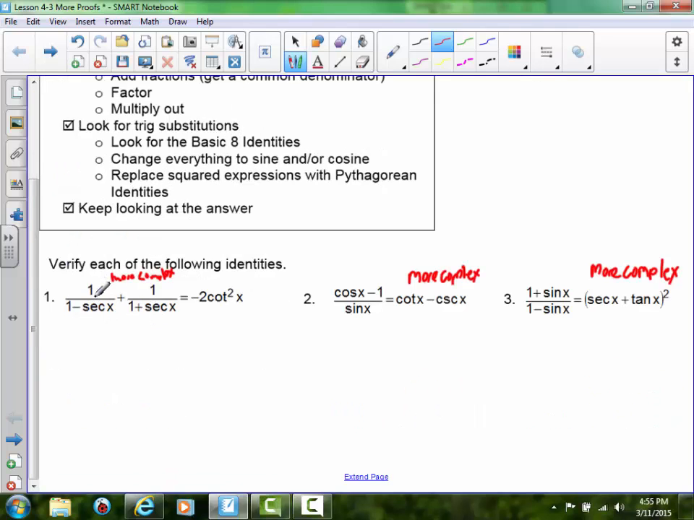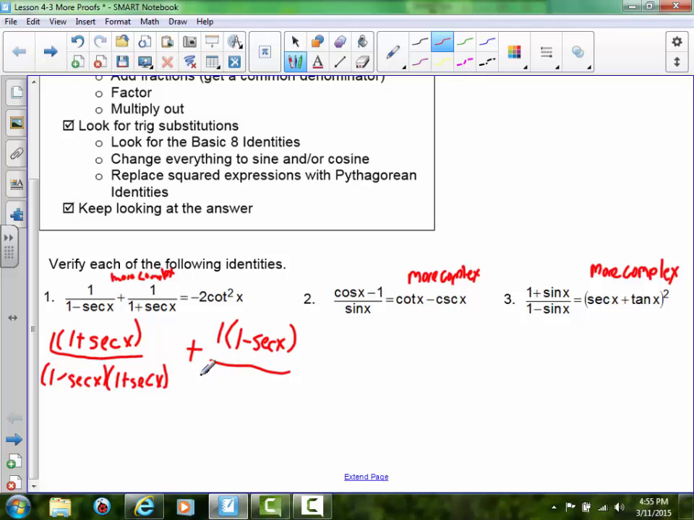Okay, so in looking at this, I said they're fractions. They have to have common denominators. So we're going to multiply 1 times 1 plus secant x. All right, and we're going to multiply 1 minus secant x times 1 plus secant x. And then we're going to add to that 1 times 1 minus secant x over 1 minus secant x times 1 plus secant x.